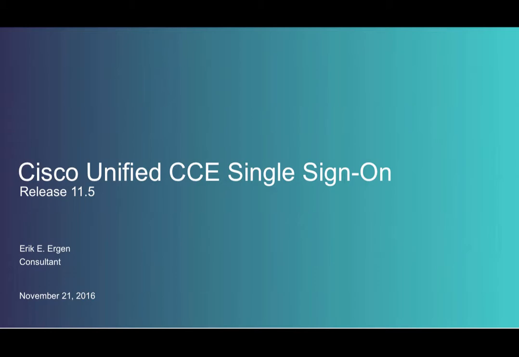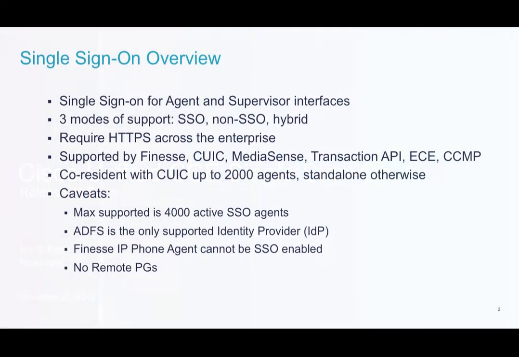Today, I'd like to give you a 5-minute overview of the single sign-on feature in Unified CCE Release 11.5. Single sign-on, or SSO, is supported for the agent and supervisor interfaces. There are three modes of support: SSO enabled, disabled, or running in hybrid. The hybrid mode is useful if you are migrating or upgrading from an earlier release.